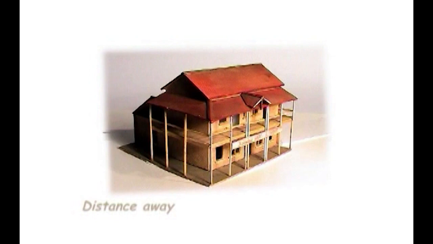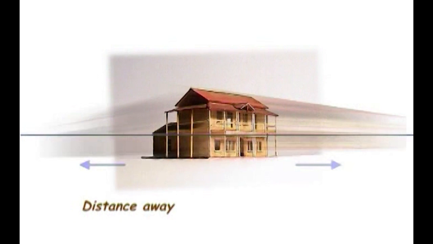The third thing influencing the position of the vanishing points is our distance from the building. Watch what happens to the vanishing points as we walk away from the building. Both vanishing points move further away from the building until the effect of perspective is almost unnoticeable.